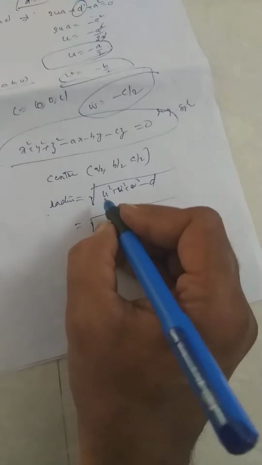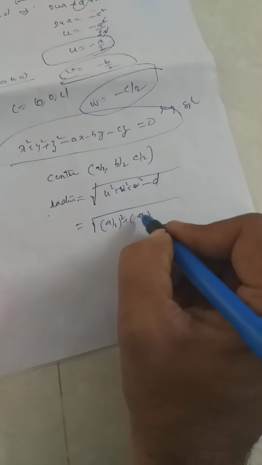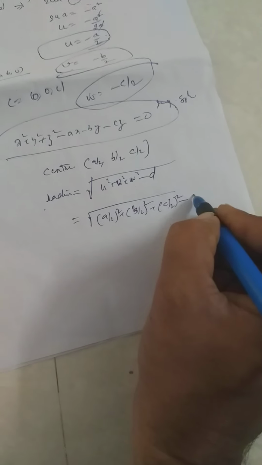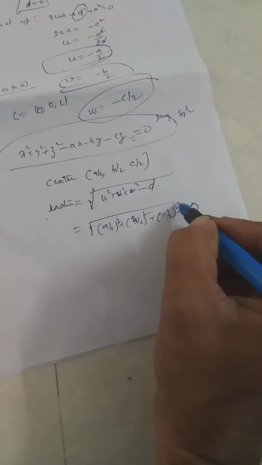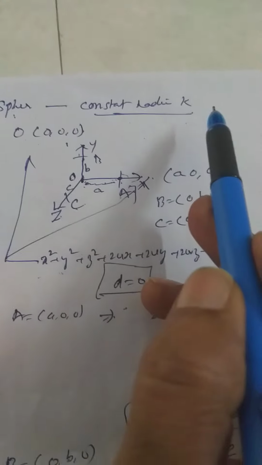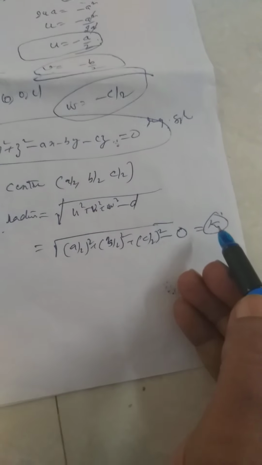That implies u square is a by 2 whole square, v square is b by 2 whole square, w square is c by 2 whole square, minus d. In this equation the d value is equal to 0. This is equal to what? k. Already given that a sphere with constant radius k is given. That means the r value is equal to k.